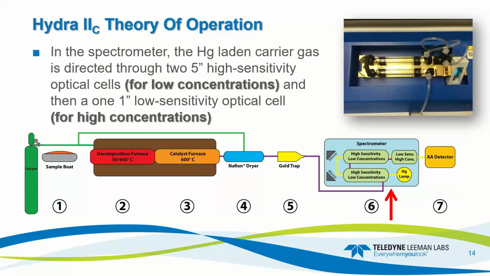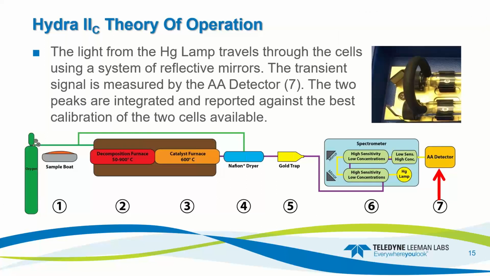In the spectrometer, the carrier gas containing all that elemental mercury is directed through 2 5-inch high-sensitivity optical cells, which detect at low concentration, and then a 1-inch low-sensitivity optical cell, which is better for high concentration. The light from the mercury lamp travels through the cells and uses a system of mirrors to go through all 3 of the optical cells. Then the signal is measured by the AA detector. The 2 peaks are both integrated and reported against, and the system chooses the best calibration from the 2 cells available.